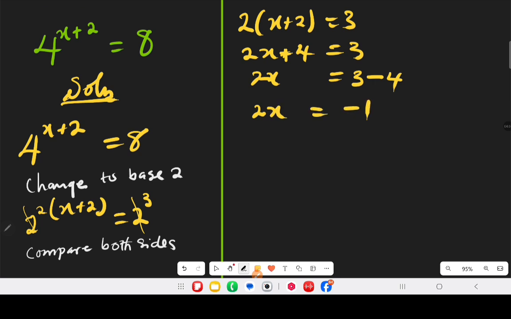Now we divide both sides by the coefficient of x, which is 2. When we divide both sides by 2, we have 2x all over 2 equals minus 1 all over 2. 2 cancels 2, left with x equals minus 1 all over 2 as the answer.